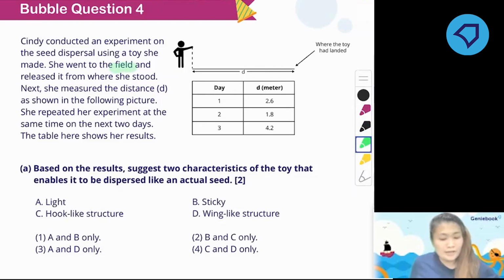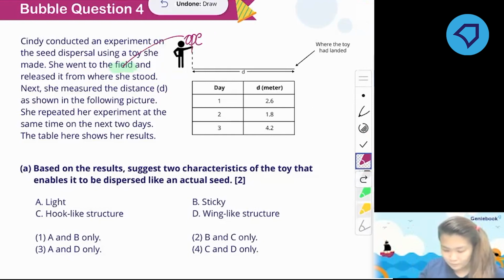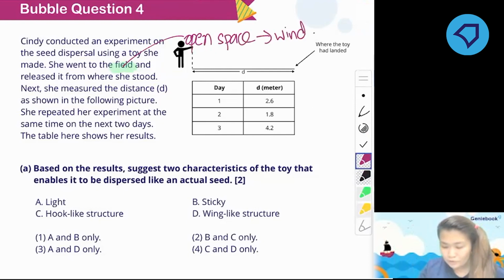Okay, Cindy conducted an experiment on seed dispersal using a toy that she made. She went to the field. Why did I say field? Because when we talk about field, it's always an open area. Open space means that there will be wind, right?